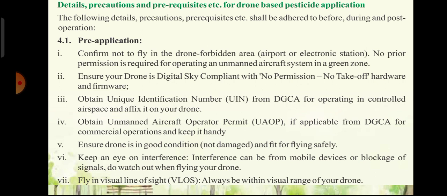Obtain unique identification number from DGCA, that is Directorate General of Civil Aviation, for operating in controlled airspace and affix it on your drone. Obtain unmanned aircraft operator permit if applicable from DGCA for commercial operation and keep it handy.